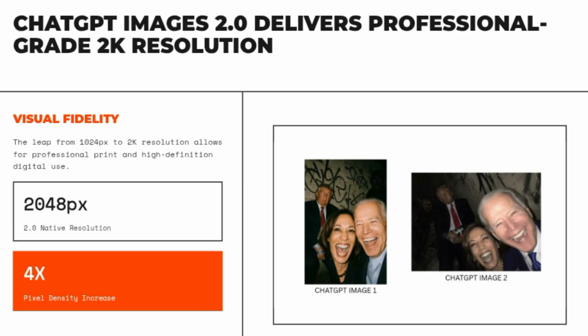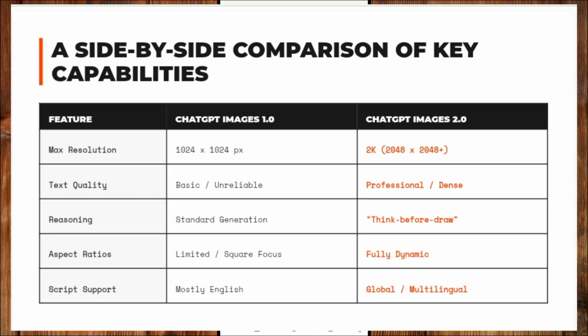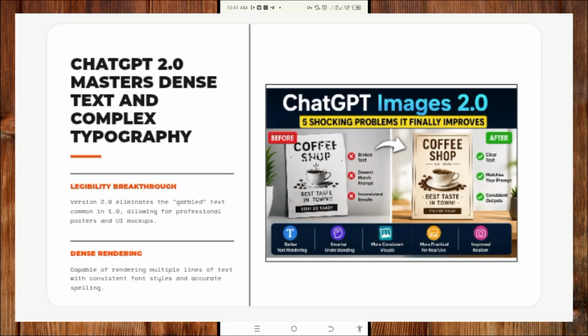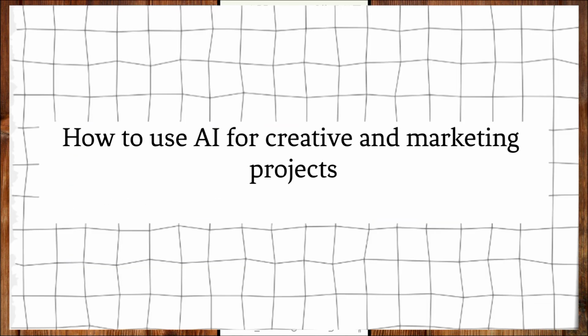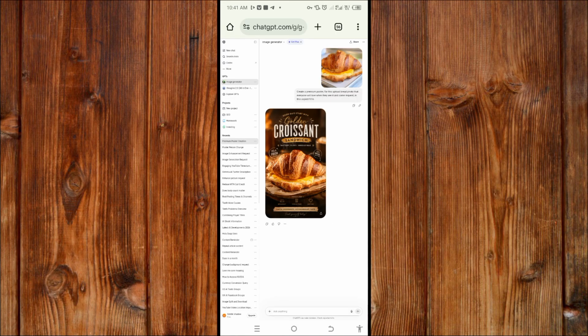Also, on the screen, you can see the difference between ChatGPT Image 1.0 and ChatGPT Image 2.0, the photo difference. ChatGPT Image 2.0 generates perfect images and can also render text perfectly. You can see the difference here. In order to use ChatGPT for creative market projects, make sure you are using the latest version of ChatGPT. As you can see, image 2.0 is the latest model on ChatGPT now. Make sure you are using it.